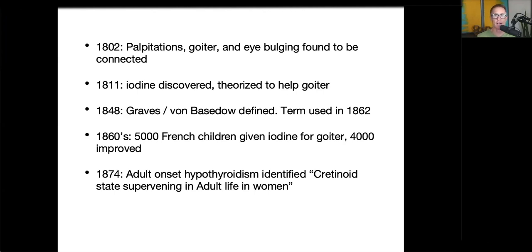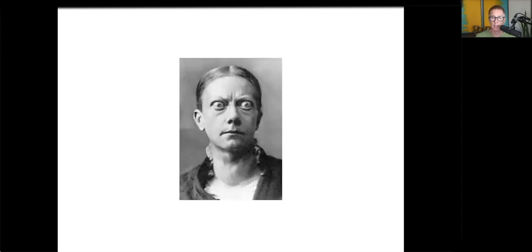In the 1860s, French children were given iodine as a prophylaxis and a treatment for goiter, first as prophylaxis, then as treatment. And they saw that it helped many of them. These things are starting to fall into place. In 1874, they identified for the first time adult onset hypothyroidism, and they realized it was kind of like a cretinoid state. They called it a cretinoid state supervening in adult life in women. So all these things were coalescing together: goiter, iodine, cretinism, myxedema coma, von Basedow's disease, this adult cretinism. They're all gelling, and there are these glimmers of ideas about them being connected.